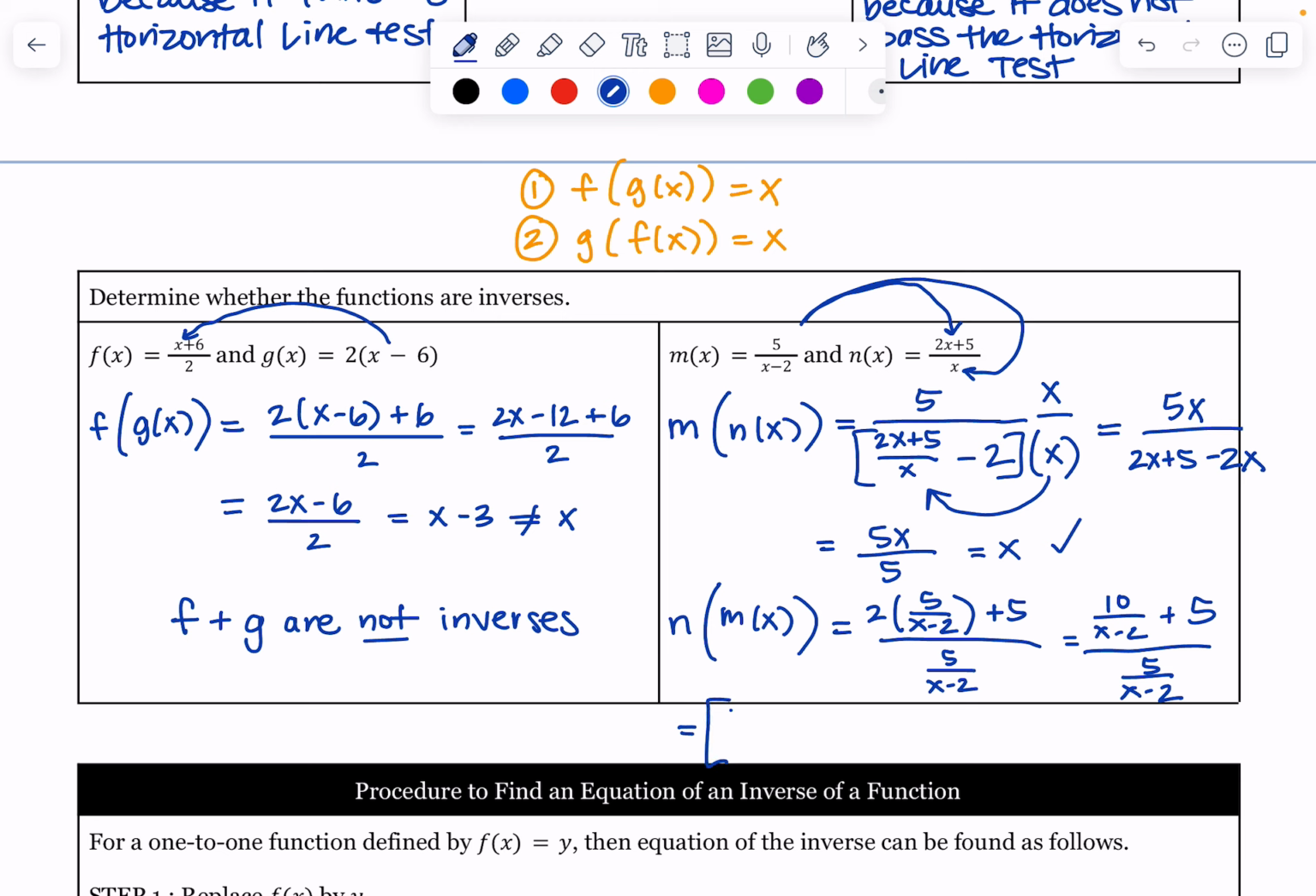So I'm going to have 10 over x minus 2 plus 5 times x minus 2 over 5. I flipped and multiplied. Okay, when I distribute x minus 2, I'm going to have 10 times x minus 2 over 5 times x minus 2. So I multiplied that one. And I'm going to multiply this one, and that's going to be plus 5 times x minus 2 over 5.